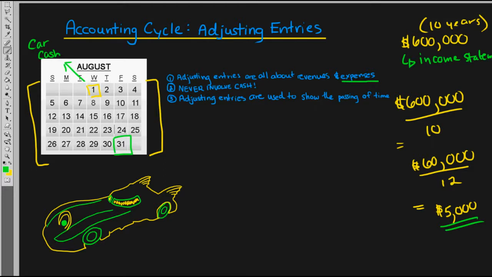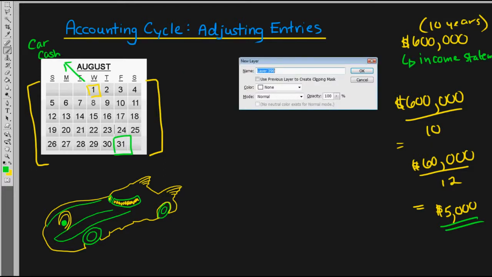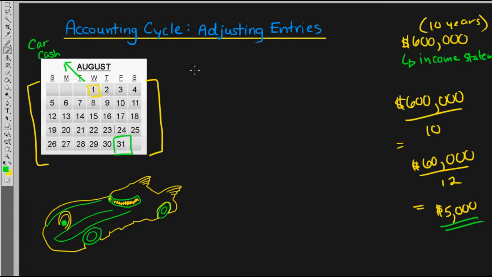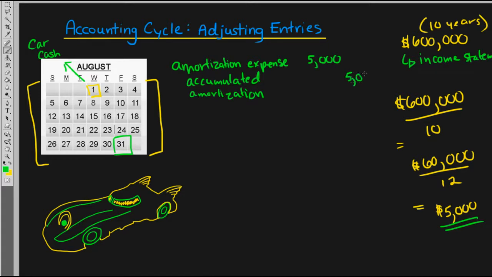So, if we're not using cash, what are we going to be using as the accounts? Well, the first one is an expense, because this is an expense adjusted entry. And in this case, we're going to have amortization expense as the debit. And it's going to be for $5,000. And the other account that's going to be credited, it is kind of tricky, and it is called accumulated amortization. I don't have enough space to write it on the same line, but it is the credit, and it's going to be $5,000.